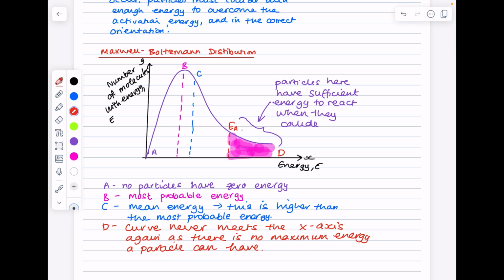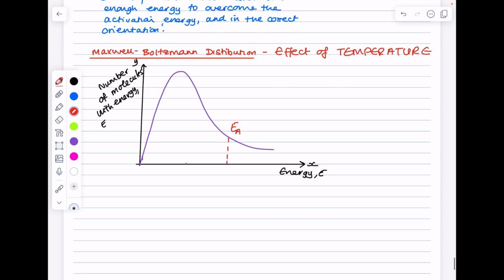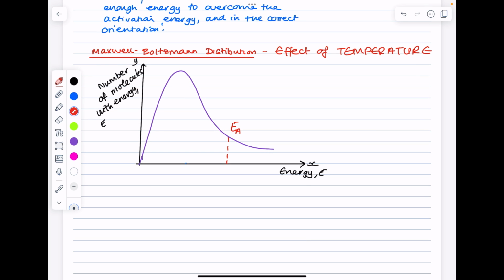Now we need to consider the effect of temperature on the Maxwell-Boltzmann distribution. So we're going to start with our original curve. We're going to call this T0 because that's our original temperature. What happens now if we were to lower the temperature? And then what happens if we were to increase the temperature? So I'm going to call this one T1 and T2.